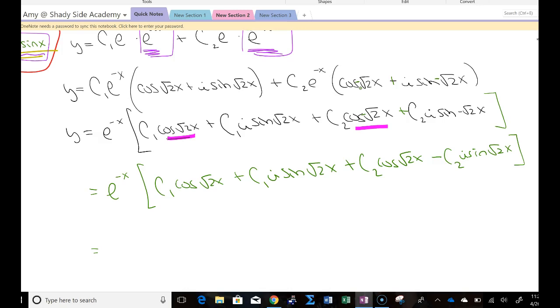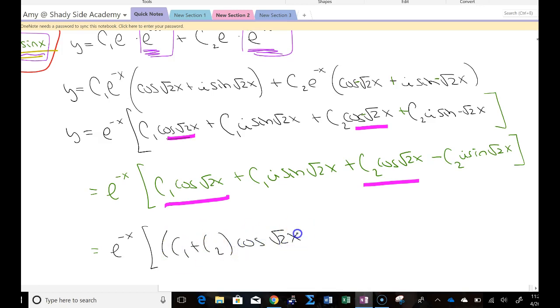Good point. Are you ready? I'm going to combine like terms. Watch, I'm going to collect the cos radical 2x and cos radical 2x and factor out C1 plus C2. Ready? So here I am. e to the negative x, that's outside, times C1 plus C2 times cos of radical 2x.